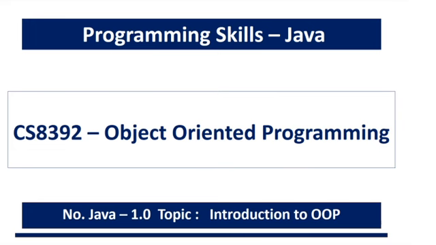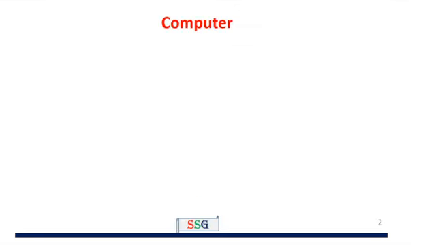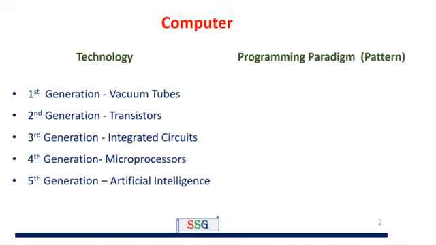Today we will see the topic on Introduction to Object Oriented Programming. Before entering into OOPs, we should know how the computer was upgraded technology-wise as well as programming-pattern-wise. In technology-wise, there are 5 generations available, from first generation to fifth generation. First generation: vacuum tubes, second generation: transistor, third generation: IC chips, fourth generation: microprocessor, fifth generation: artificial intelligence.